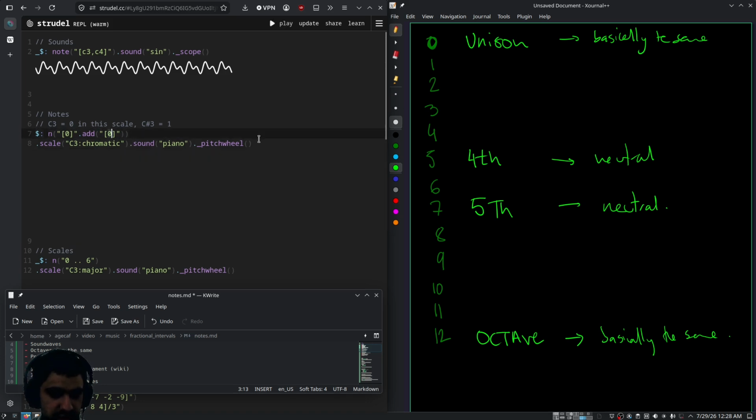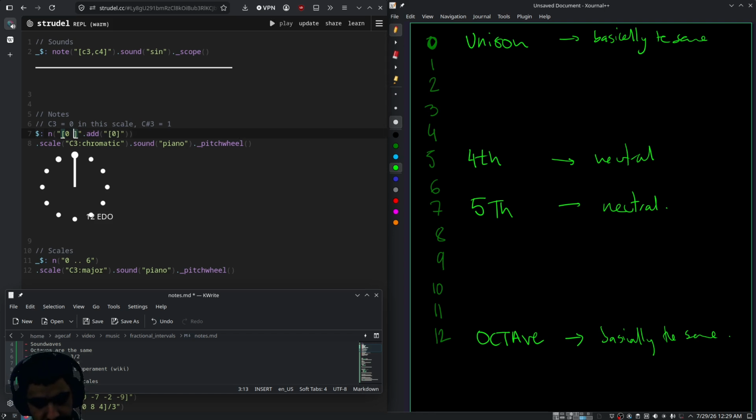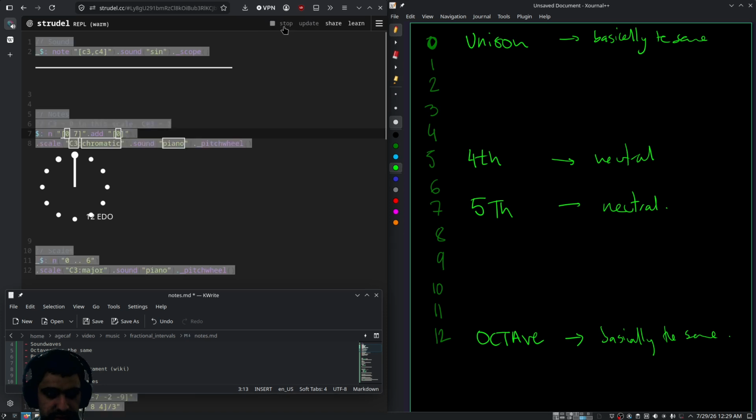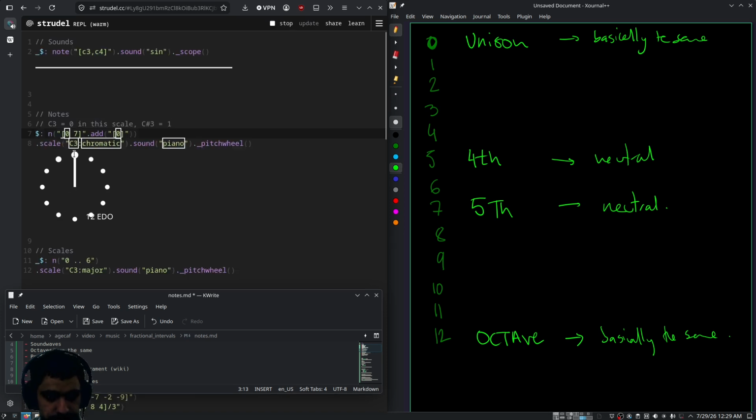What does adding do? It just adds a number to the previous one. We won't be using it. We'll just be adding 0 for now. So this is C3. And the pitch wheel is going to show us very nicely here. So for example, I can play from 0 to 7, that's the fifth. It's a very nice sound, but it's also a very neutral sound.